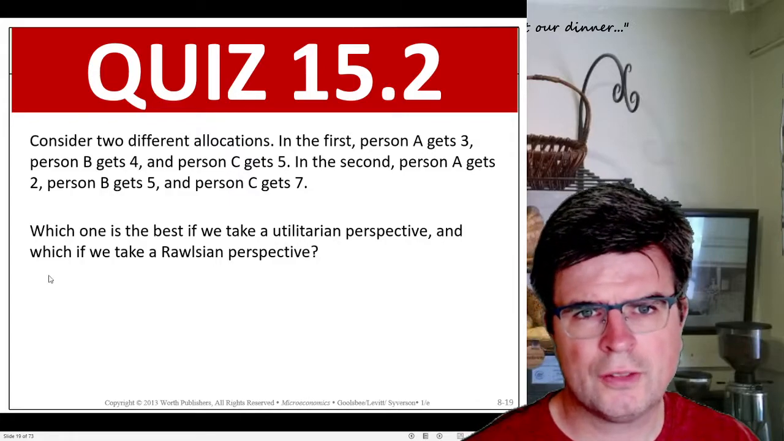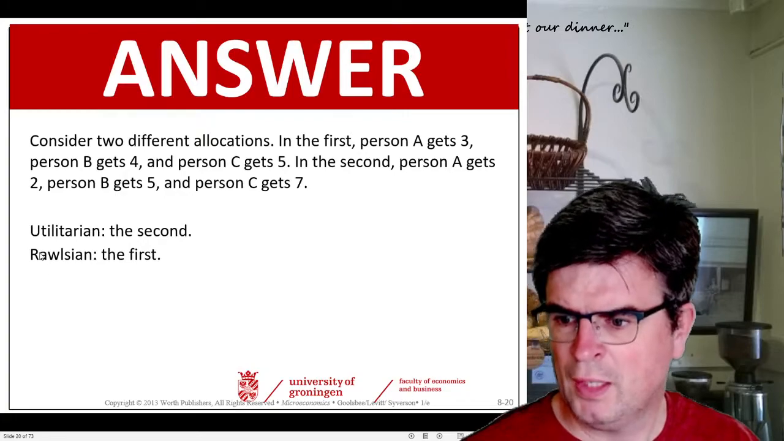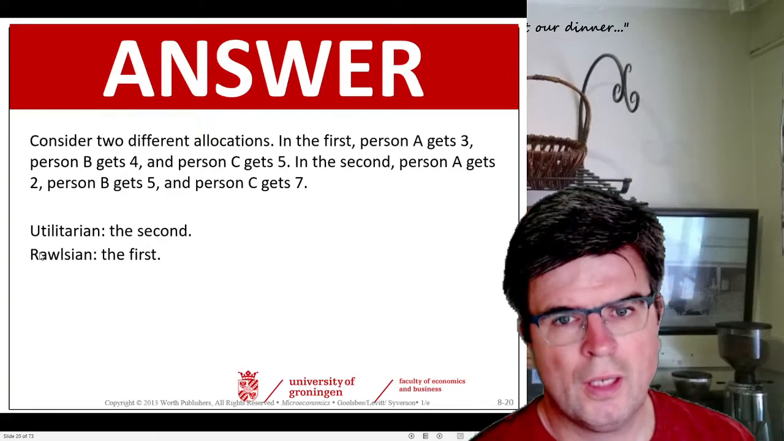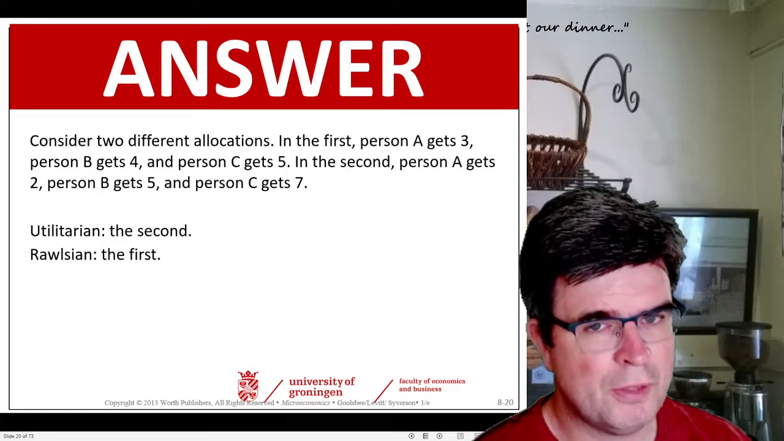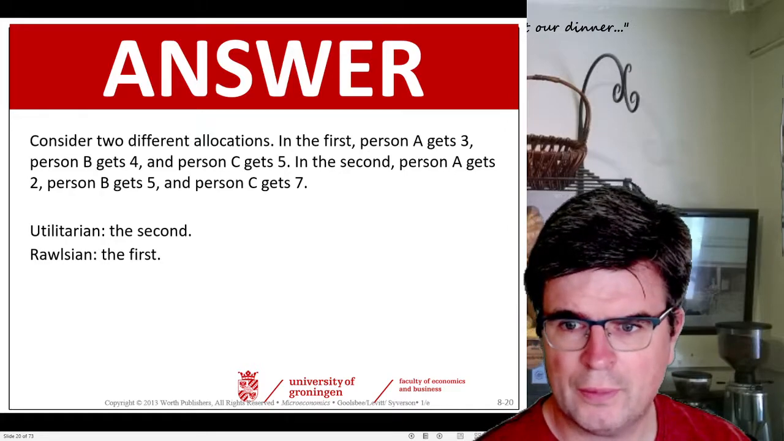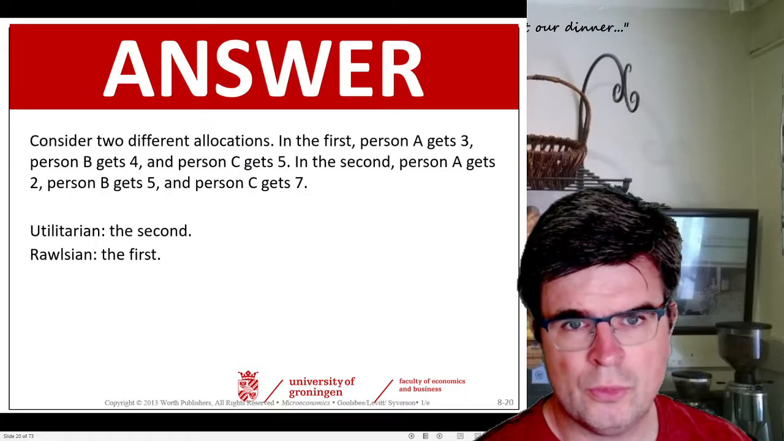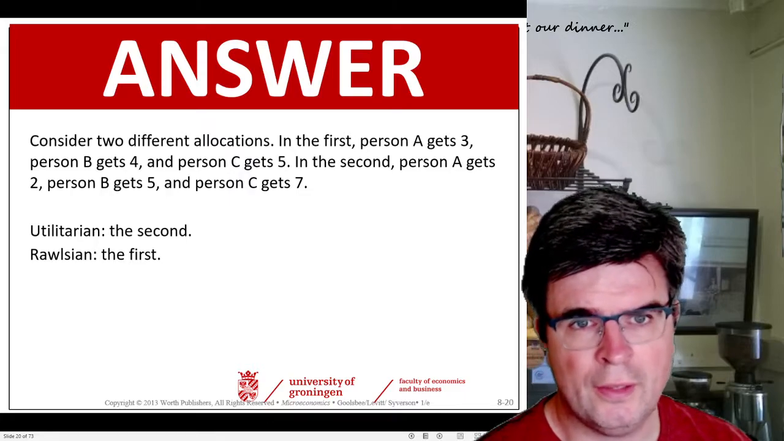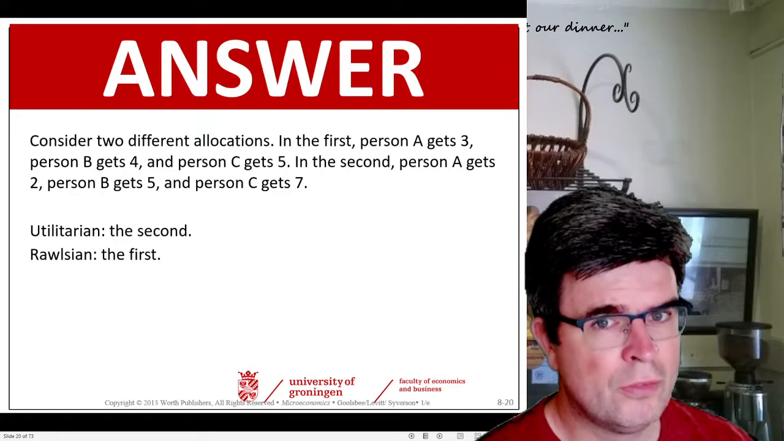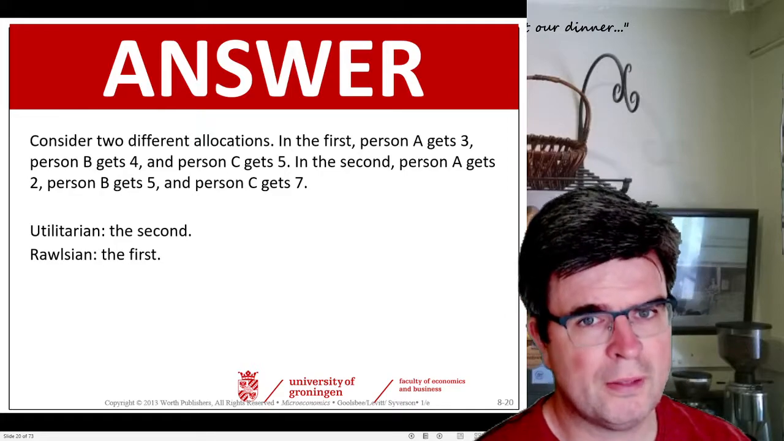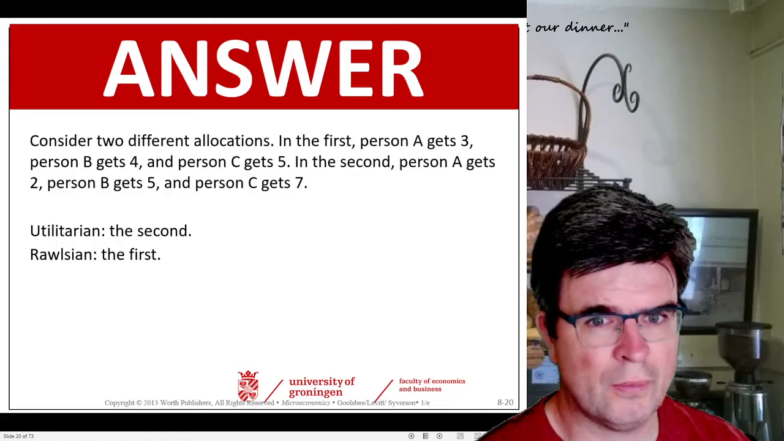Okay, and here's the answer to the quiz. If you take the utilitarian perspective, then you simply sum the different utilities. So in the first allocation, you get a sum of 12, and in the second allocation, you get a sum of 13. So from a utilitarian perspective, you should prefer the second allocation.